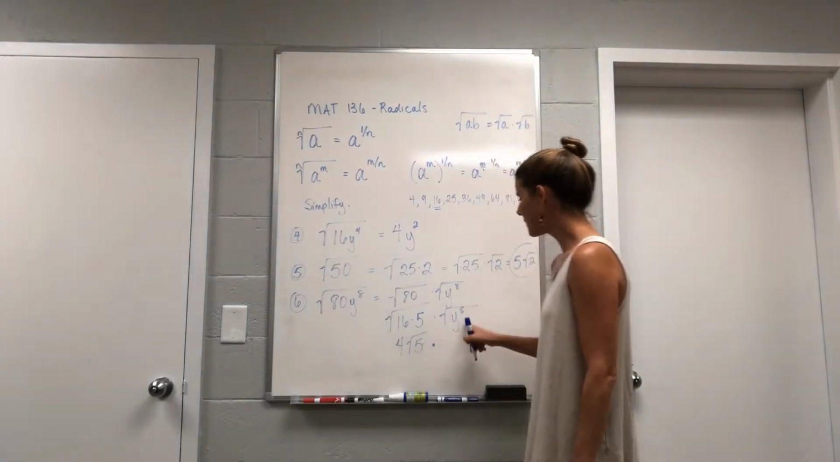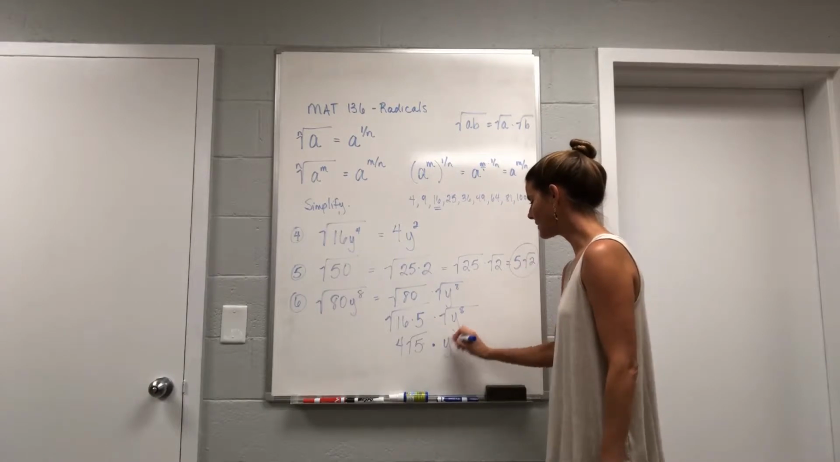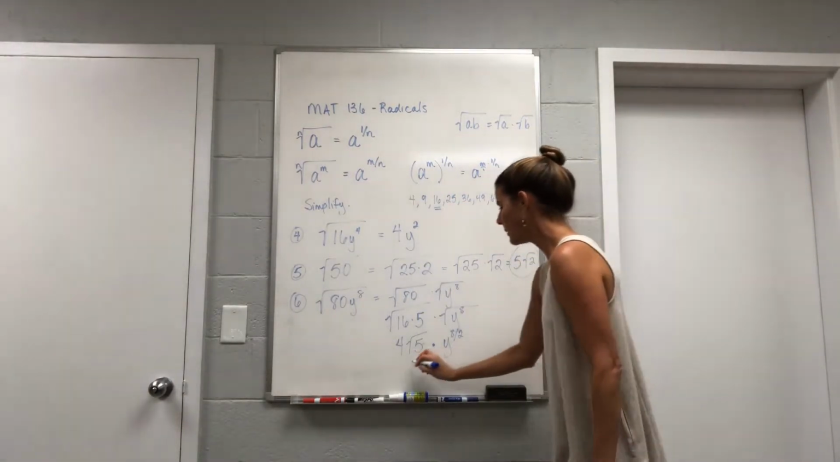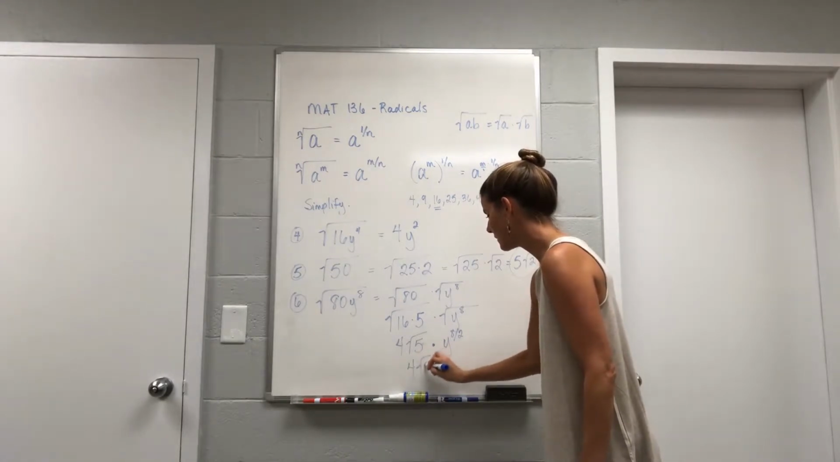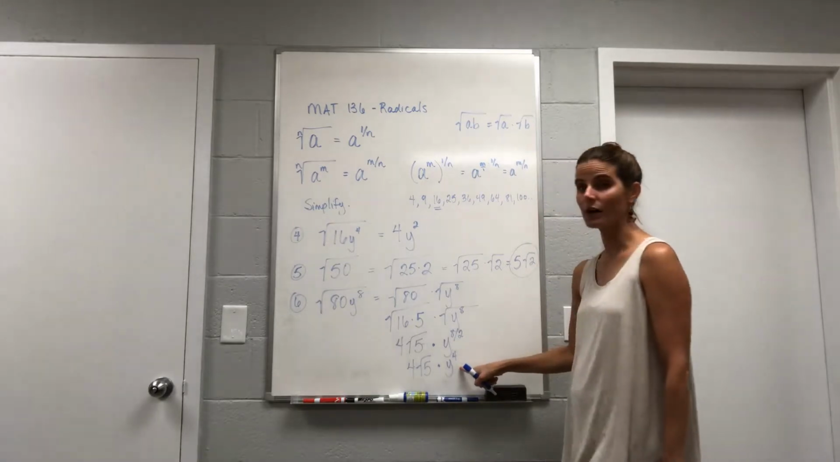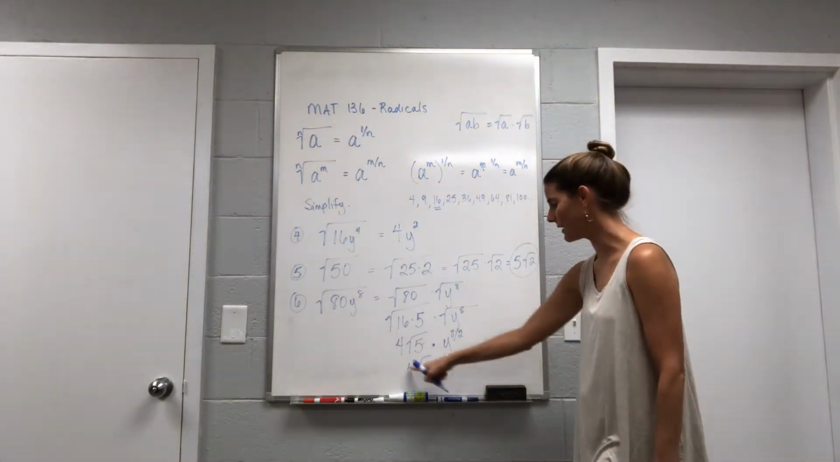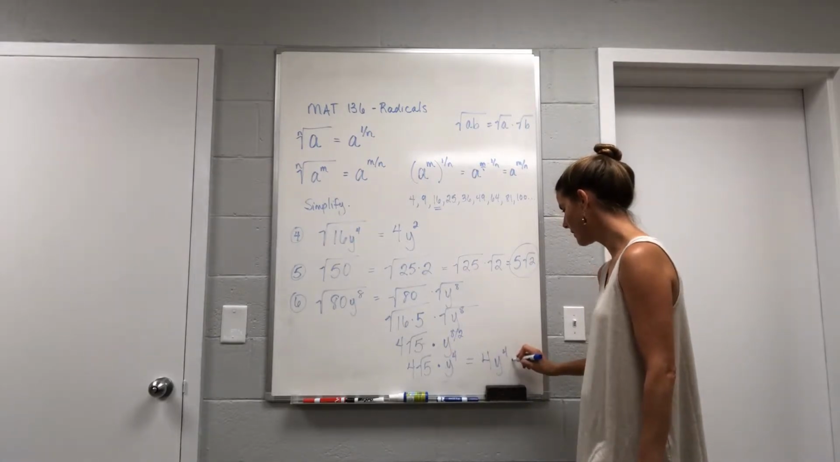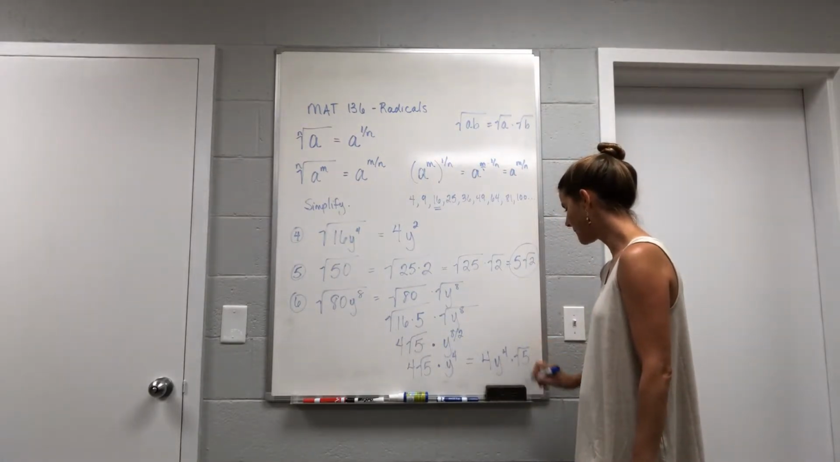And then over here we have the square root of y to the 8th, which again is y to the 8 over 2 using this rule. And then we can simplify that to y to the 4th. Now notice this is not under a radical anymore, so I can rearrange this and bring that out front as 4y to the 4th times the square root of 5.